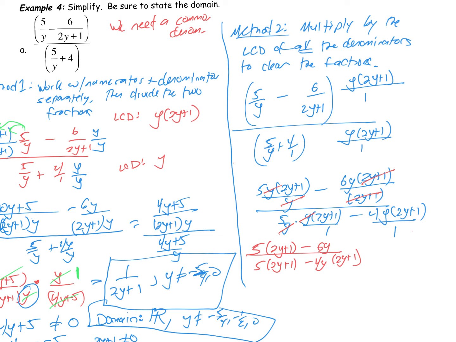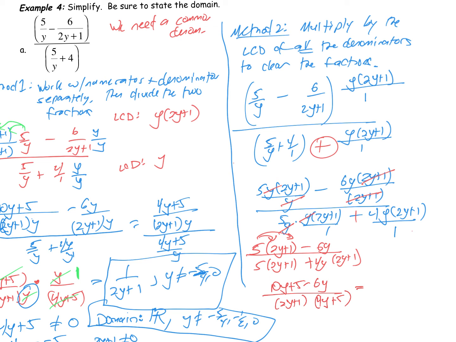Now let's combine like terms in the numerator. We'll distribute and combine like terms in the numerator. So that's going to give us 10y plus 5 minus 6y. The denominator I'm going to factor. That's going to give us 2y plus 1 times 5 plus 4y. Oh, this is a plus. I have the wrong thing. So it's 4y plus 5. I corrected. I dropped a sign. This should be a plus sign in the denominator throughout.